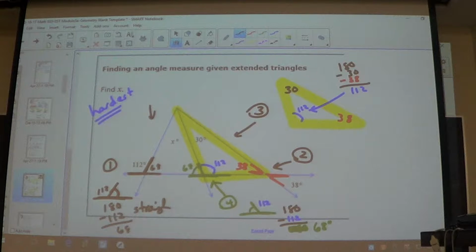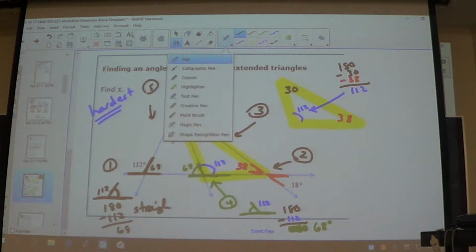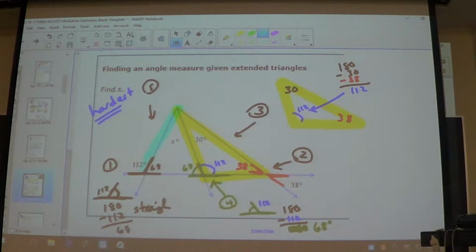So problem number 5 is going to be here, which gives me a 68 here, a 68 here, and an X there. So it's going to be 180 minus 68 minus 68 is? 44. There's your final answer. I get it now, but at the beginning. Yeah. The more of these you do, the easier they are.